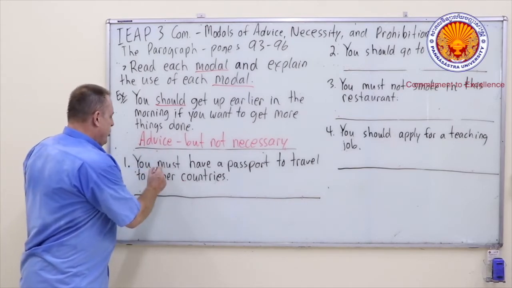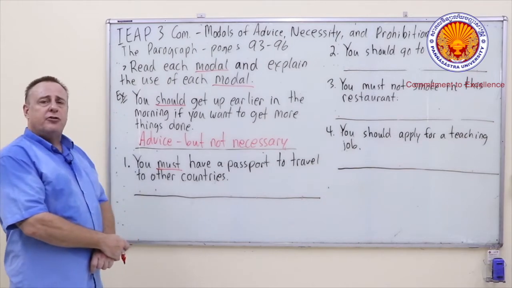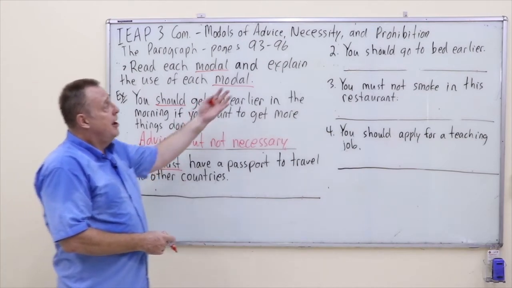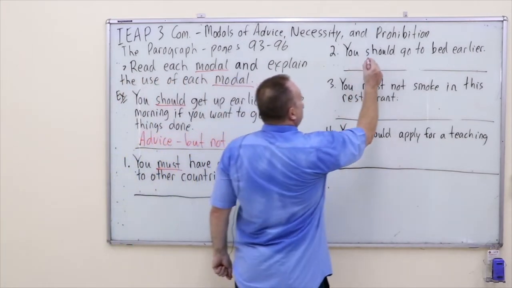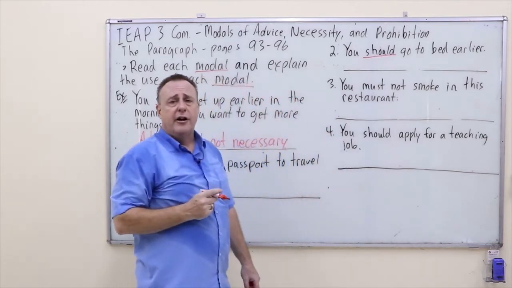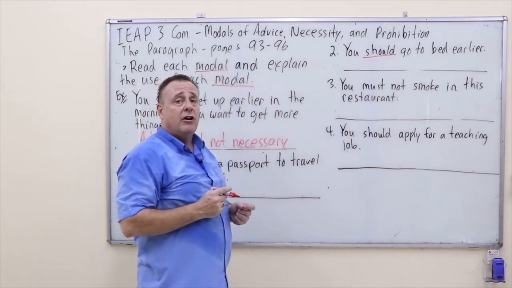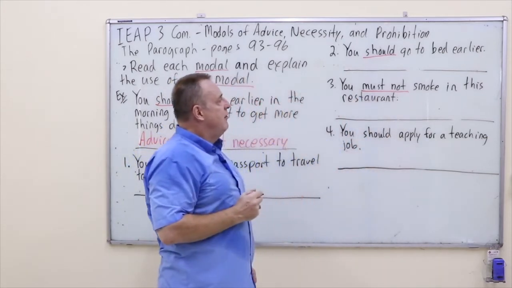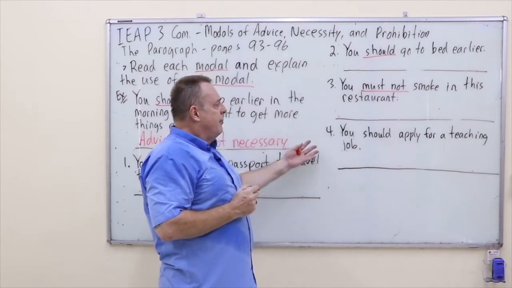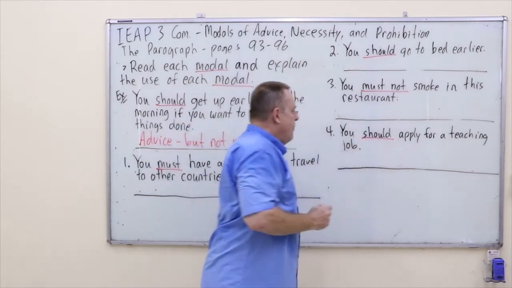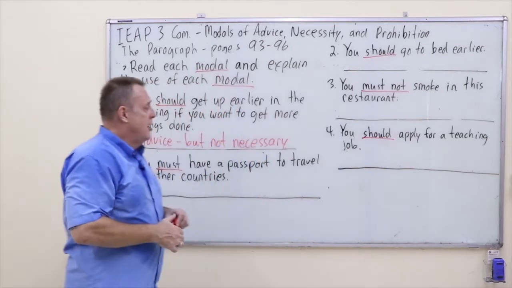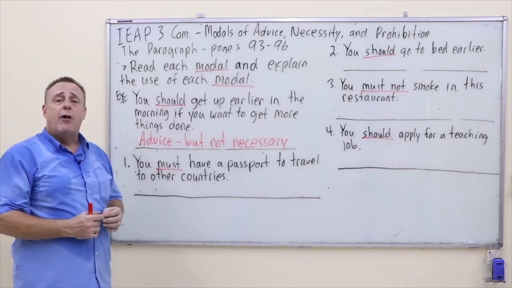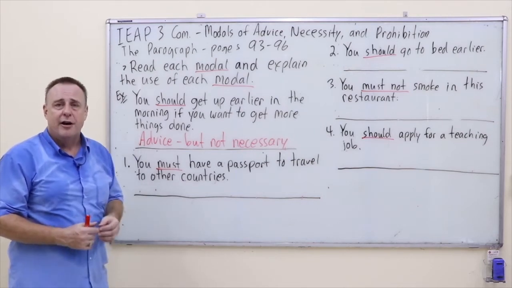All right, so you must have a passport to travel to other countries. Explain the use of the modal in that sentence. Number 2, you should go to bed earlier. Explain the modal in that sentence. And number 3, you must not smoke in this restaurant. And number 4, you should apply for a teaching job. Okay, I'll give you a few minutes to read these sentences again and explain how the modals are being used in each one.